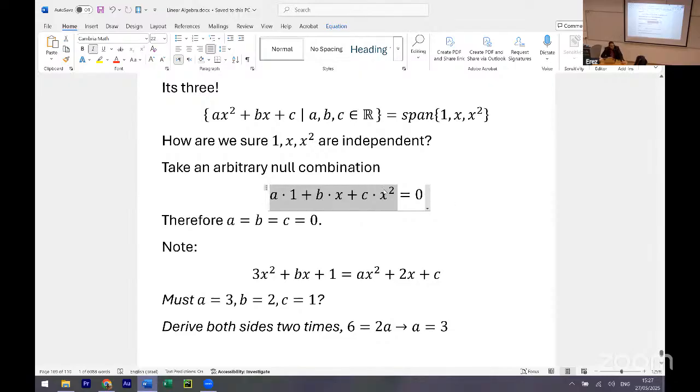If you were to say C is equal to 1, B is equal to 2, and A is equal to 1, and you've got x squared plus 2x plus 1. So it would have a solution. Some x will solve it.